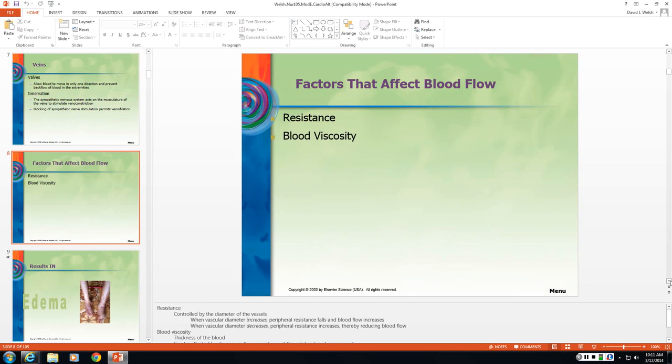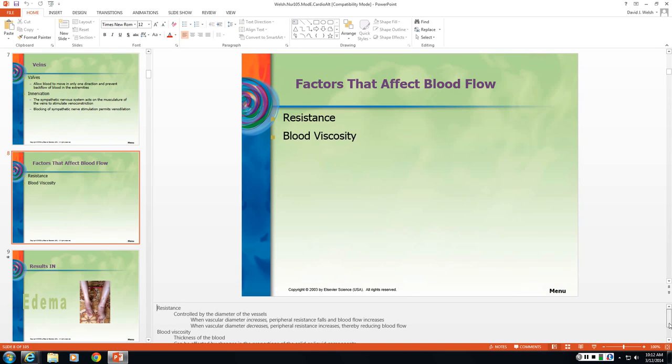So, let's look at some factors that are going to affect the blood flow. Resistance, basically, is controlled by the diameter of the vessels. So when vasculature diameter increases, then peripheral resistance falls and blood flow increases. When the vasculature diameter decreases, then your peripheral resistance increases, and thereby it reduces the blood flow.